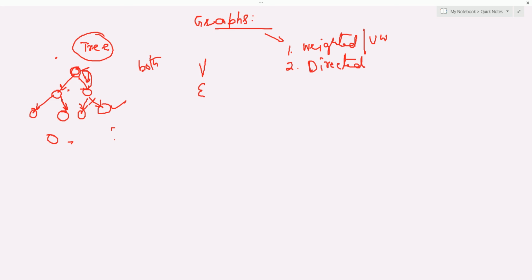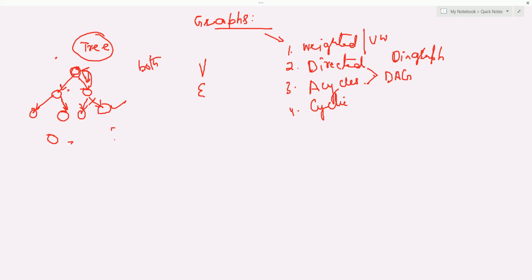A directed graph is also called a digraph. And a directed graph, if it doesn't have cycles, is called a directed acyclic graph, called a DAG. Because we have acyclic graphs which do not have cycles, and we have cyclic graphs which have cycles. And if we combine these two together, we get a DAG, a directed acyclic graph.